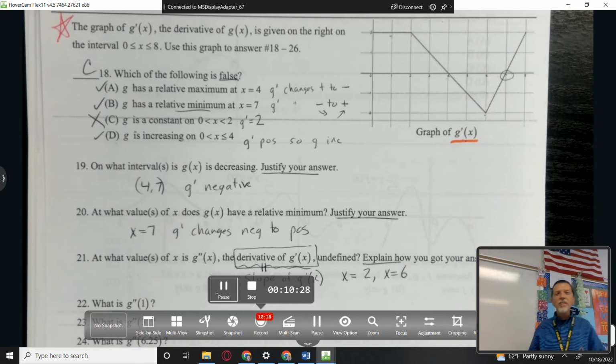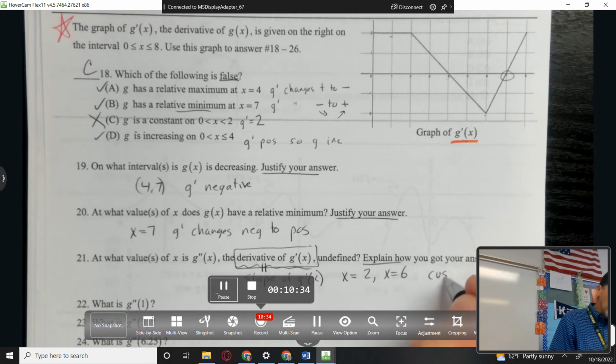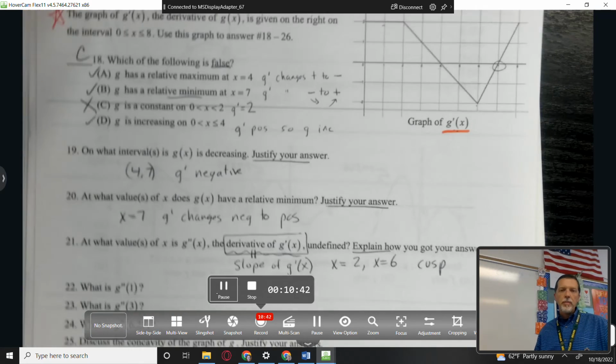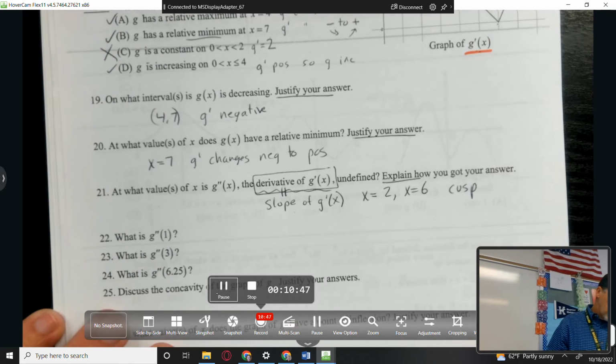And why is there not a derivative there? Why is there not a slope there? Cusp. Quick turn, sharp turn. Don't need a long explanation on that one. There's a cusp. Right.